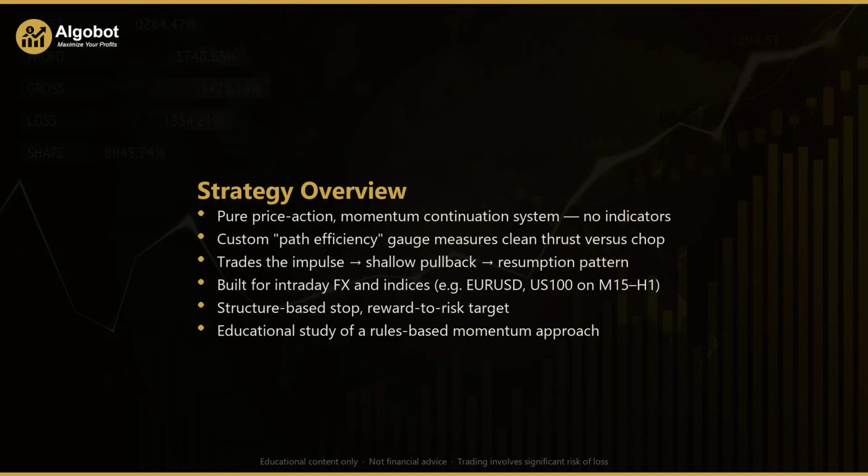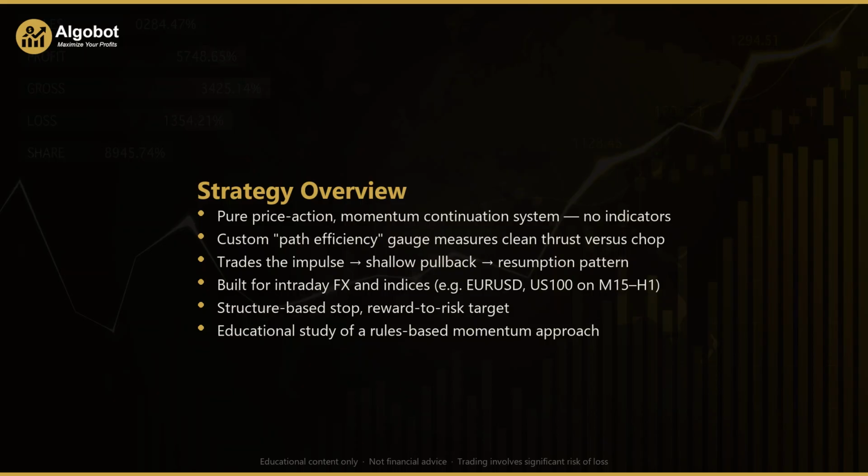Imagine price over the last several bars. Path efficiency compares two things: how much net ground price covered from start to finish, which we call the displacement, versus how far it actually traveled along the way, adding up every little zig and zag. When those two numbers are close, efficiency sits near 1, and that tells us price moved in a clean, one-directional thrust. We call that an impulse. When price wandered back and forth going nowhere, efficiency drops towards 0, and the strategy simply stays out and waits.